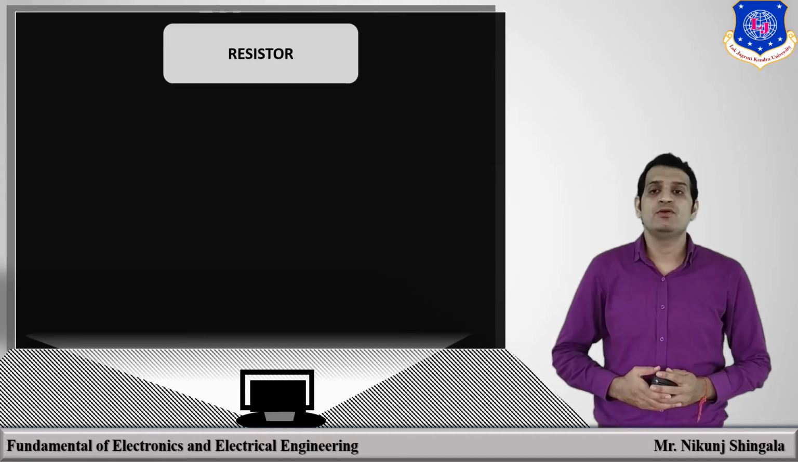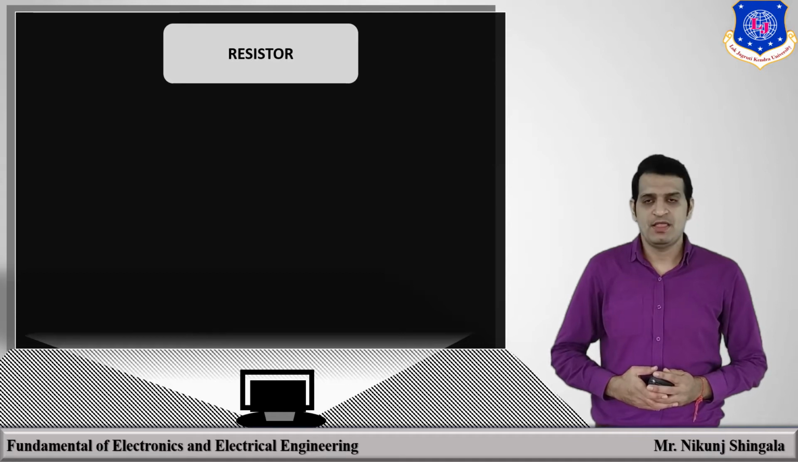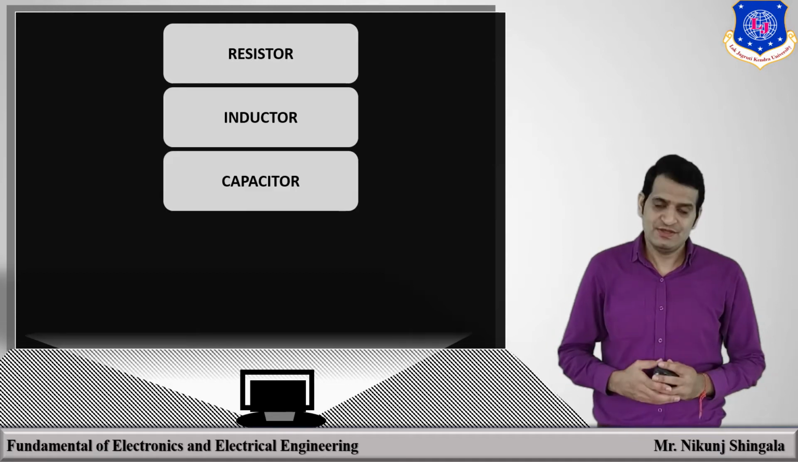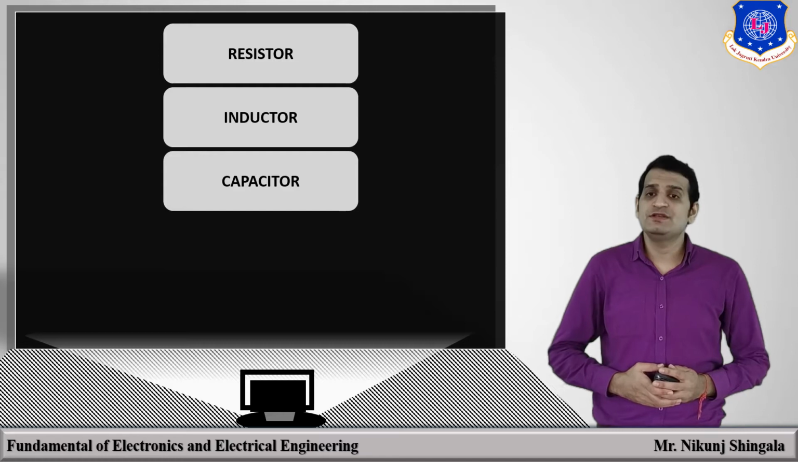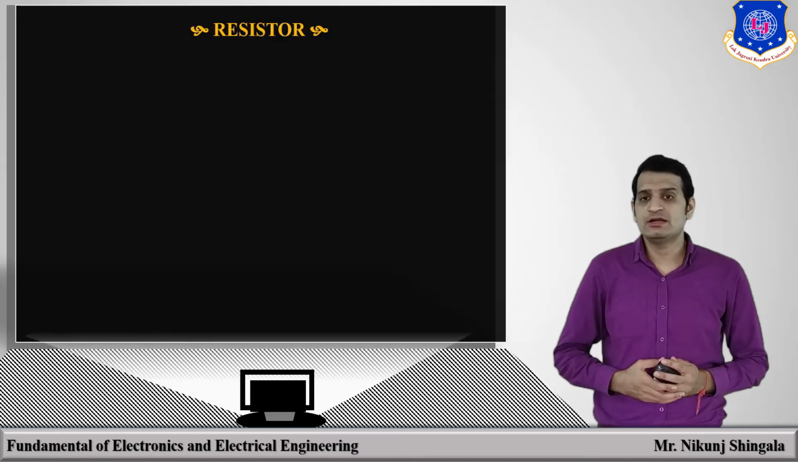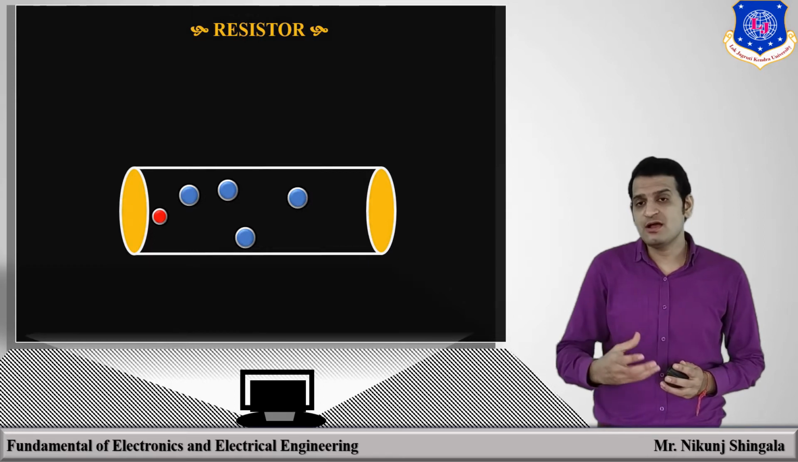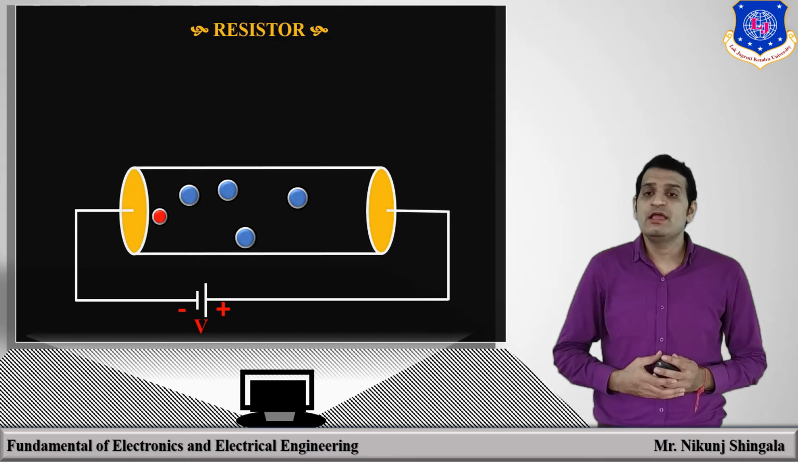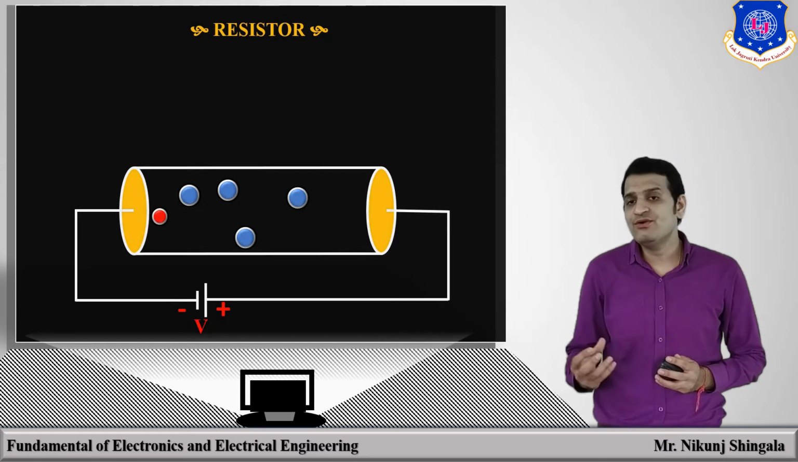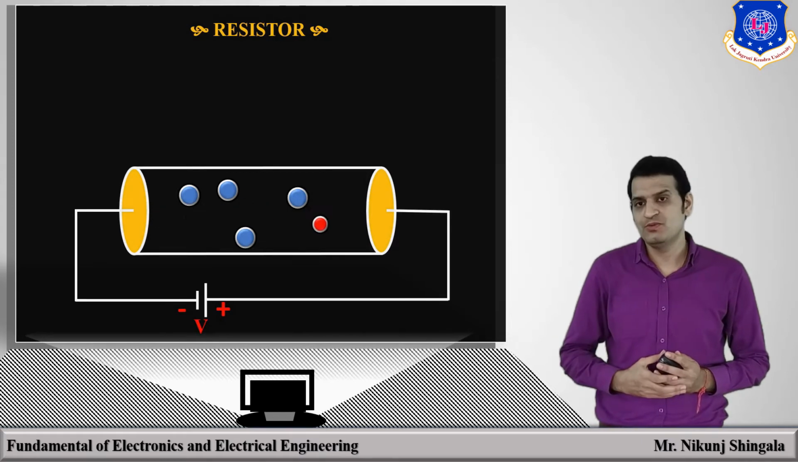The first thing I am going to discuss is resistor, then inductor and capacitor. So let us start with the resistor. To understand the resistor, here you can see one conductor which consists of electrons and stationary atoms. Now, when potential difference is applied across the conductor, electrons will start to move from the negative terminal of the battery to the positive terminal of the battery.